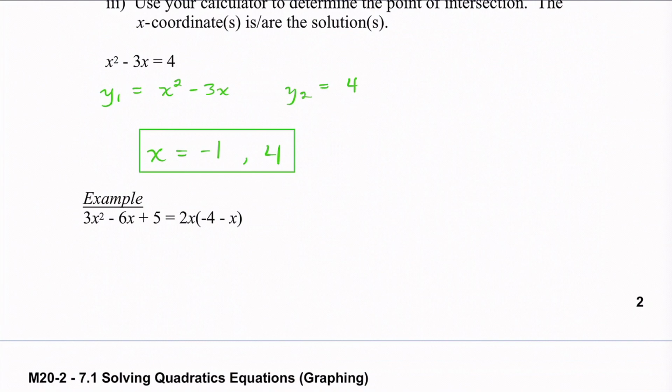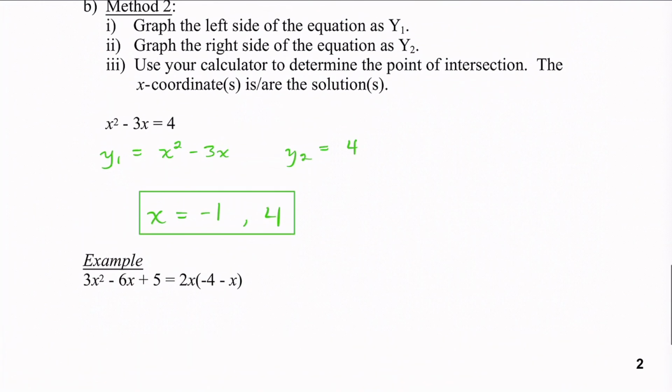Okay, so we've got one last example here, and with this one we could either choose method 1 or method 2. Now I think method 2 is going to be easier here because rather than moving all of one side to the other side or taking this stuff and moving it to this side, I can just graph this as y1, graph this as y2. Okay, and there's no need to simplify anything out over here. I can just take these and put those into my calculator.